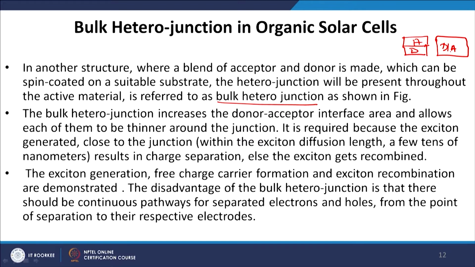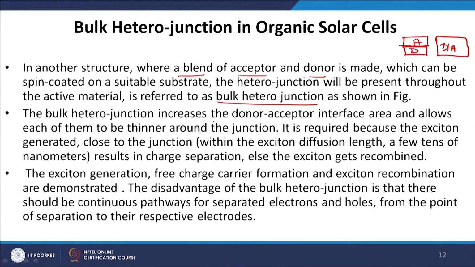So now the probability of the donor seeing an acceptor interface is much higher than in the bilayer configuration, because there the donor material looks at the acceptor material only at the interface. But if we mix them together, we can create many nano interfaces where the donor material has a possibility of facing the acceptor material. You can make this kind of structure by blending the acceptor and the donor. Blending means mixing the donor and acceptor in a suitable organic solvent. The bulk heterojunction increases the donor acceptor interface.